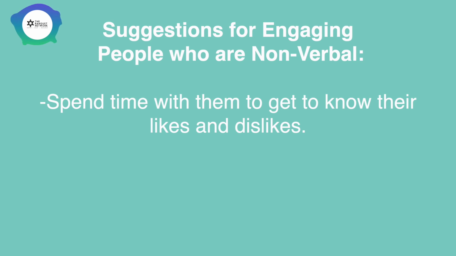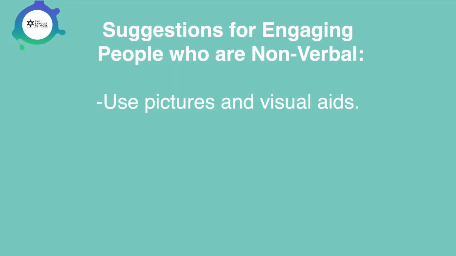Some can be negative and some can be positive stimming. This can take time to understand per person, but it is really helpful once you do know them. And then when you get to know things like their likes and dislikes, you can actually use that in conversation. You can also use pictures and visual aids when you're working with people that are nonverbal. You can pull up pictures on your phone to help them understand what you're trying to say. Let them use your phone.